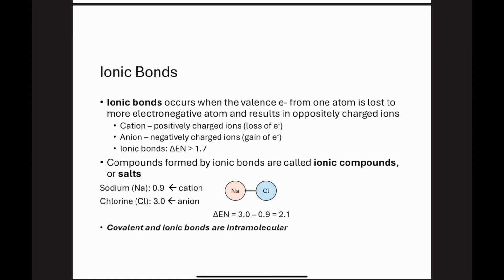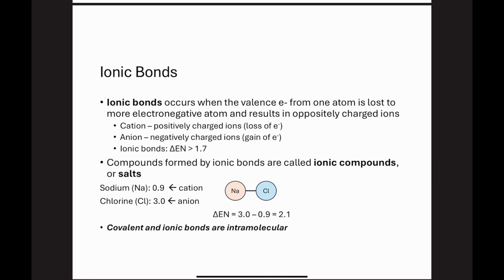So now we have to talk about ionic bonds. Ionic bonds form when two atoms are so unequal in their attraction to valence electrons that one atom essentially steals an electron from the other. The more electronegative atom, the one that wants electrons more, is going to take the valence electron from the less electronegative atom.